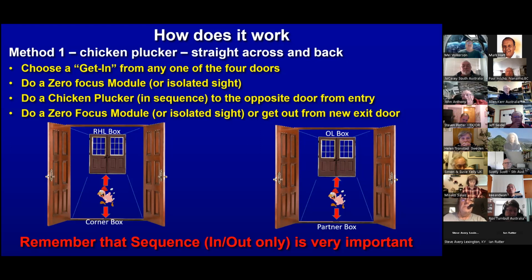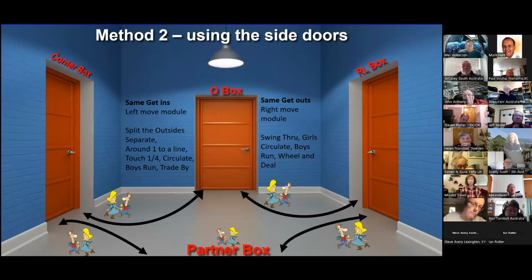Sequence in. The second part is using the side doors, is what I call it. Now, if you're in a room with 4 doors, so we're looking in from the partner box door, we look directly across to the opposite box. If we came in from the corner box, we would look directly across to the right-hand lady box. And we would use a chicken plucker in the middle to go straight across. This technique uses the same idea, but the modules that you're going to look at rotate right, right, right, right, or left, left, left, left.